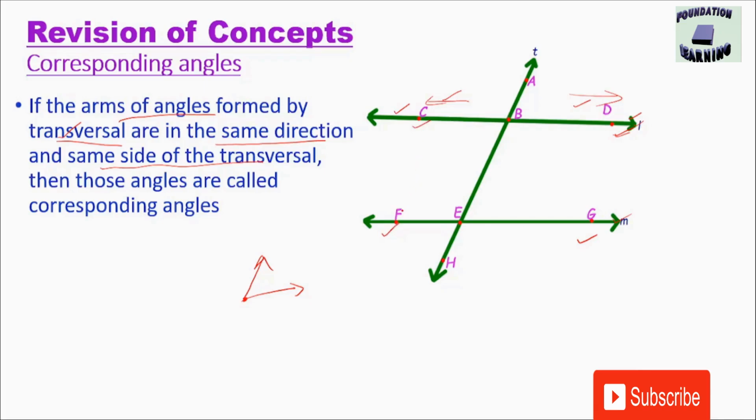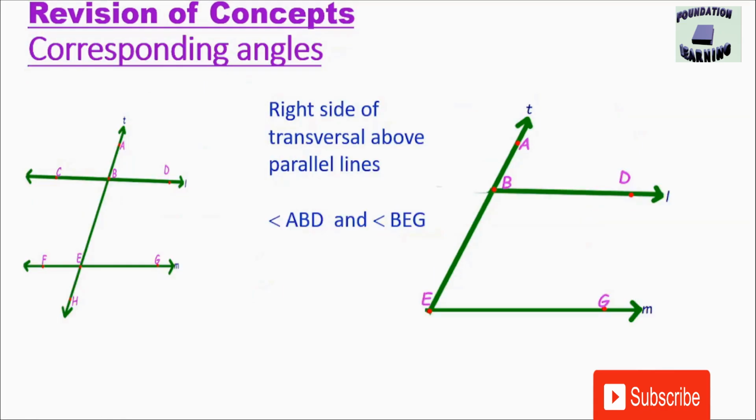So there are different types of corresponding angles. We will have a look at each one, the pairs of corresponding angles. The first one is the right side of the transversal above the parallel lines. So as I said, two sides, right side and left side. This will be taken as right and this will be taken as left. One parallel line is here, the other parallel line is here. When we have the angle formed above the parallel lines on the right side, this is one pair.